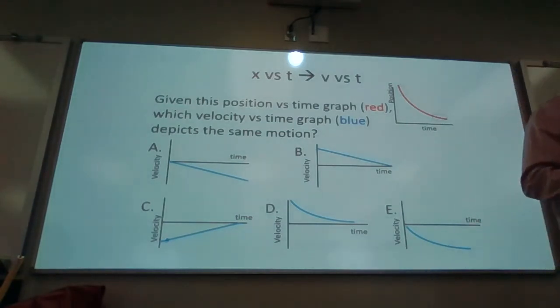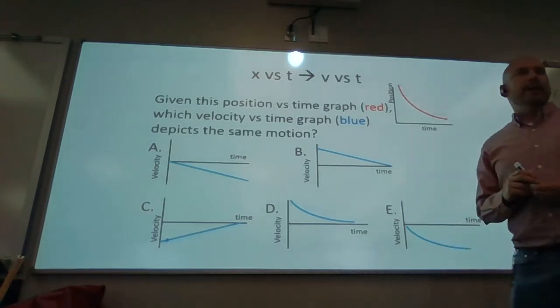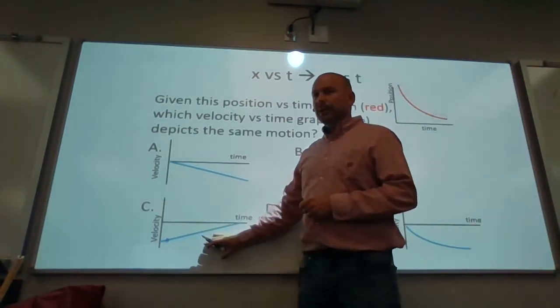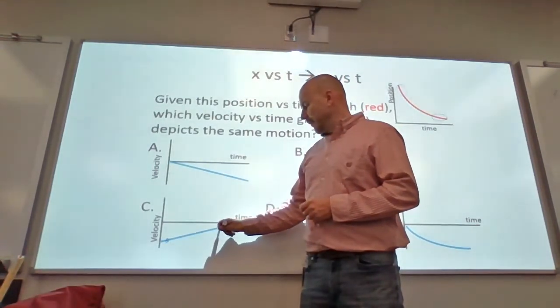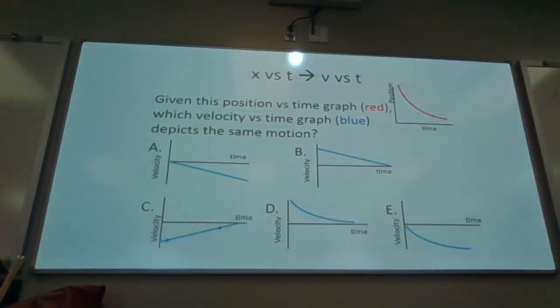Fast or slow? Slow. Positive or negative? Negative. Where on a velocity versus time graph are you going to get moving slow in the negative direction? Still in negative land, close to zero. Connect the dots. That makes sense how I took that apart? Okay, last shot.